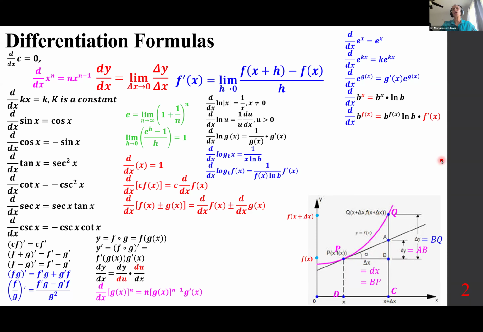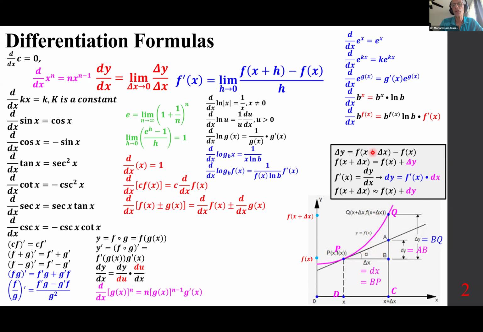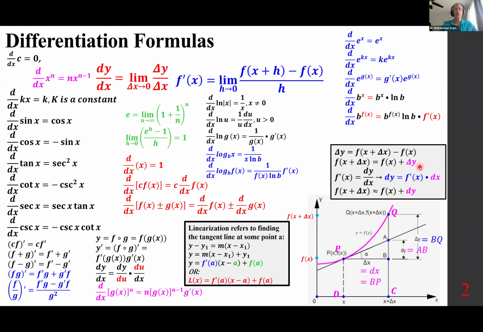look at the concept of the run and rise. The run as we go from P to Q is delta x, or dx, or this distance BP. The rise, it depends whether you're looking at the curve, becomes delta y, which is f of x plus delta x minus f of x, which is this distance BQ. But if you're looking at the rise along the tangent line, it is this distance AB, which is f prime of x dx, and that can approximate delta y.